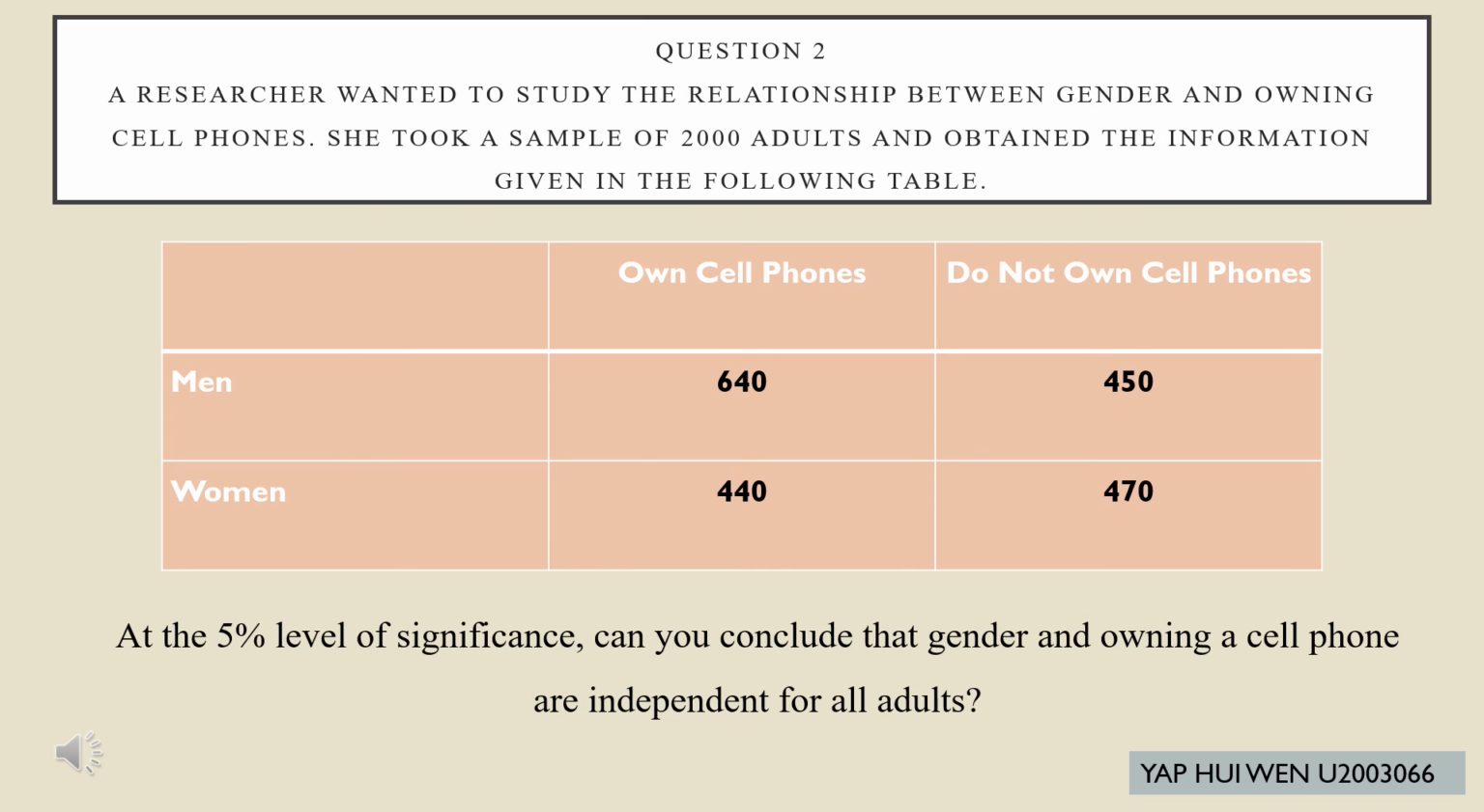Question 2. A researcher wanted to study the relationship between gender and owning cell phones. She took a sample of 2,000 adults and obtained the information given in the following table. At a 5% level of significance, can you conclude that gender and owning a cell phone are independent for all adults?